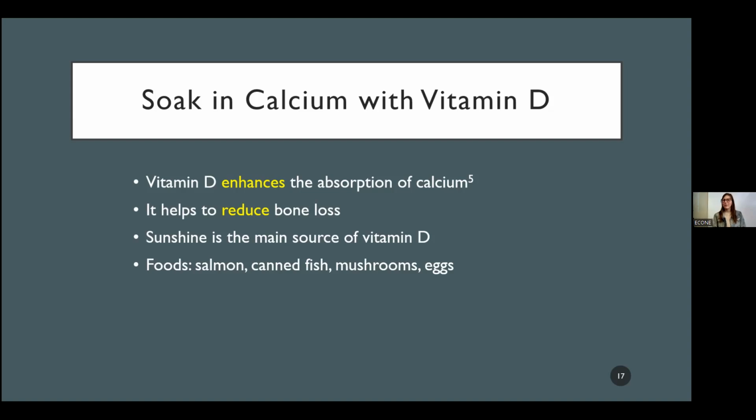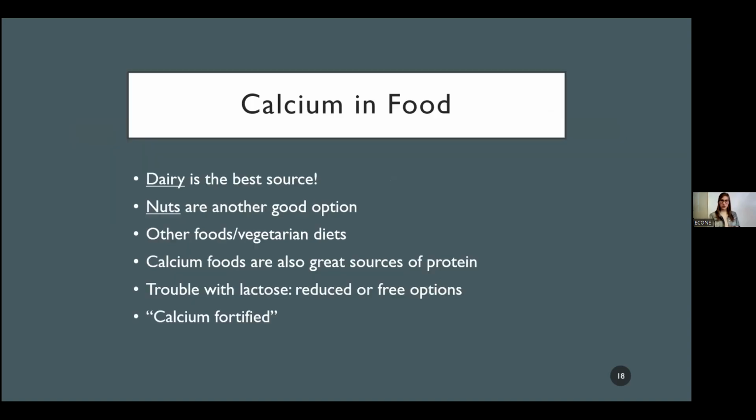So we'll talk more about calcium in food. Dairy is obviously the best source. It is the most easily absorbed, but not everybody loves dairy or can eat dairy due to different deficiencies or problems, digestive issues. So nuts are another good option. Other foods for vegetarian diets would be figs, broccoli, oranges.